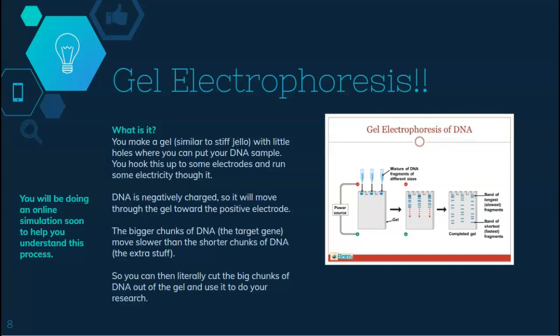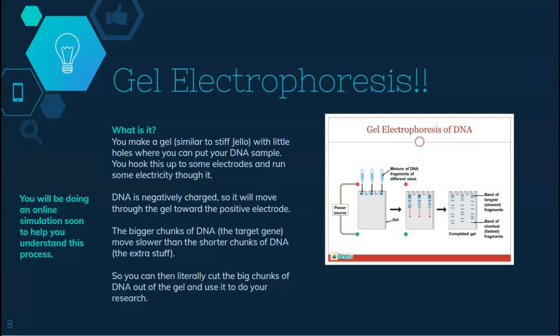Now, maybe you're aware that when you've got electricity, you've got a positive source and a negative source, right? Like how batteries have those two different ends, okay? Well, DNA is negatively charged, so it's going to be repelled by the negative electrode and go towards the positive, right? Because opposites attract and same charges repel. So that negatively charged DNA is going to move through the gel towards the positive electrode.